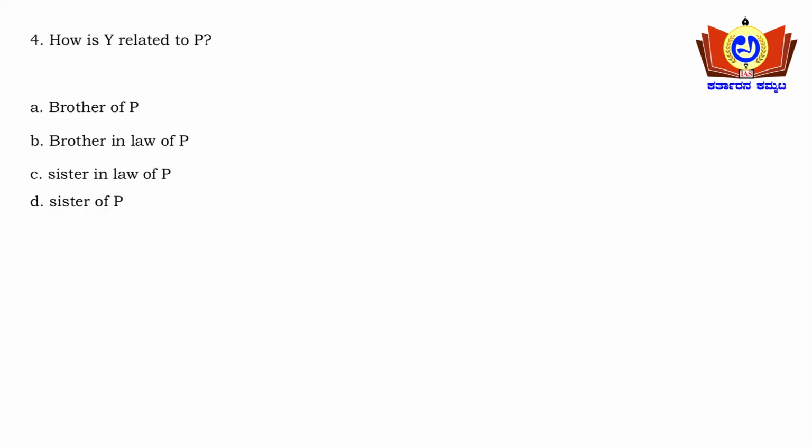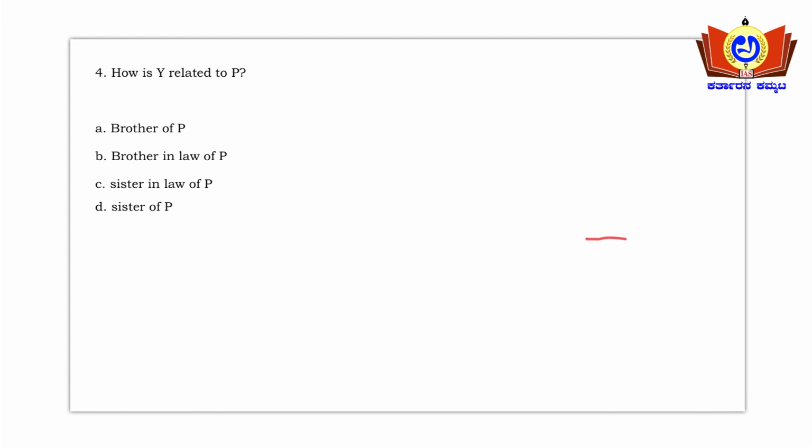Moving on to the next question, how is Y related to P? Y is actually the brother-in-law of P here. Brother-in-law of P, option B is the right answer here.